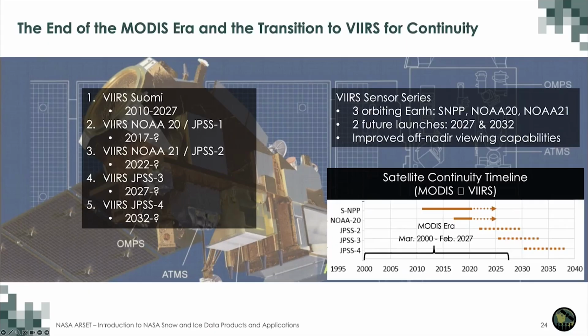VIIRS on the Suomi NPP platform, launched in 2011, has nearly 15 years of overlap with MODIS, opening the door for intercalibration to reach the goal of a 30-year time series, which water managers typically like to see. Similarly, with the next satellite in the series, NOAA-20, there's a 7-year overlap with the MODIS instrument.